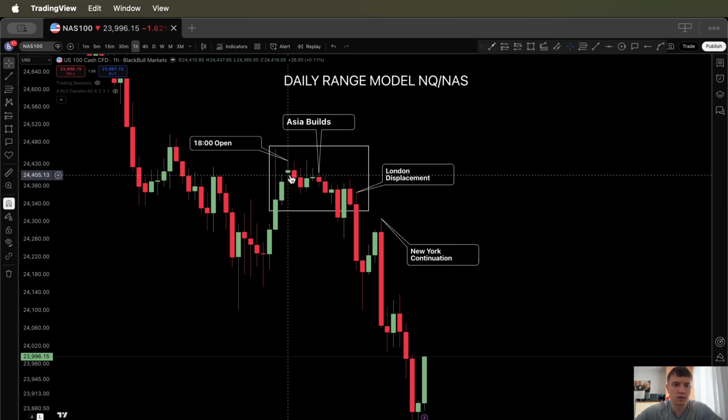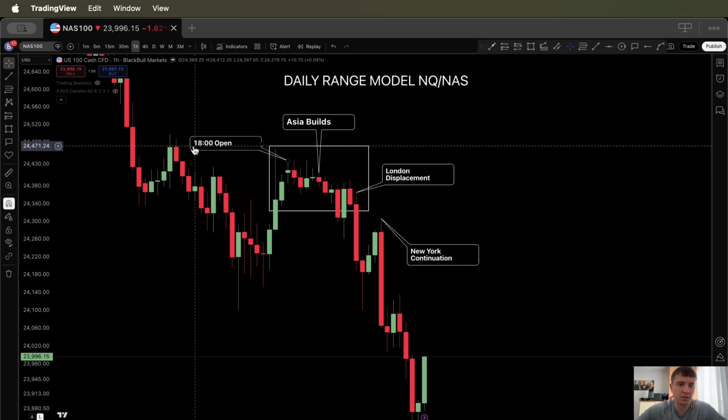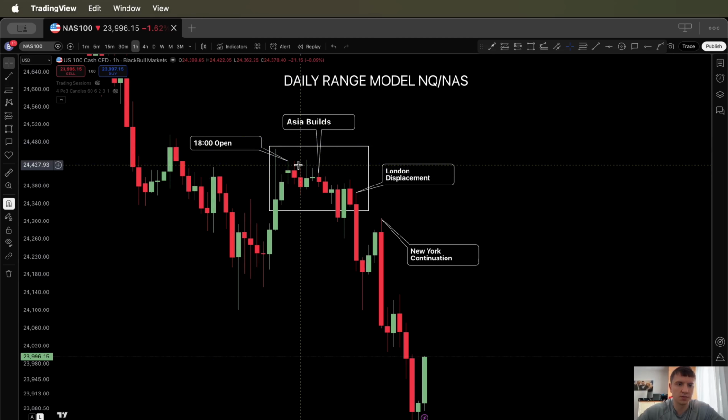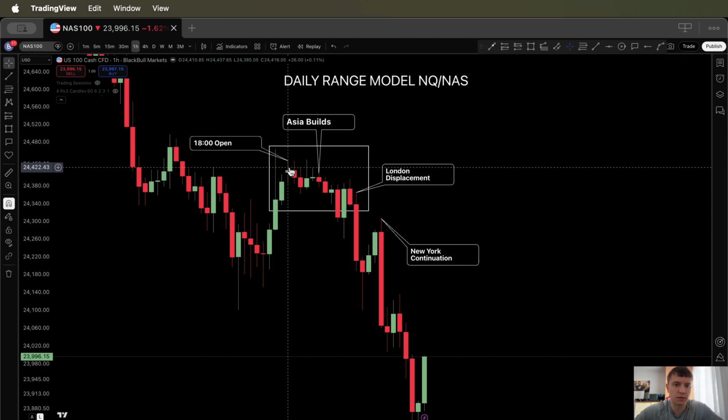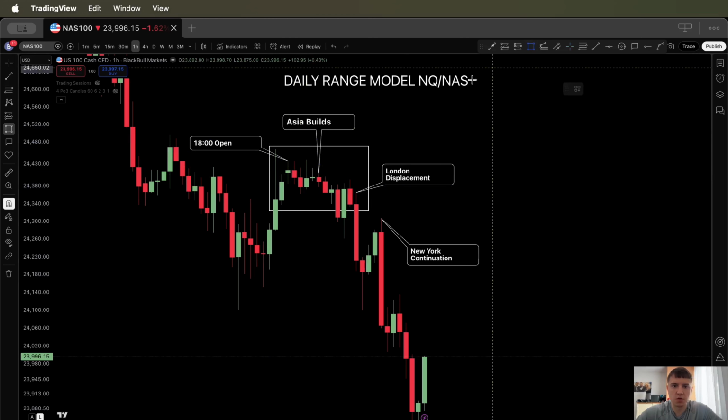The way I look at it is that whenever we have 6 p.m., a new daily candle range begins to form. Whenever I see 6 p.m. New York time, I treat this as a new day opening candle. So to me, this is a new day. Whenever this candle starts printing itself, this to me is a new day. Keeping that in mind is really important.